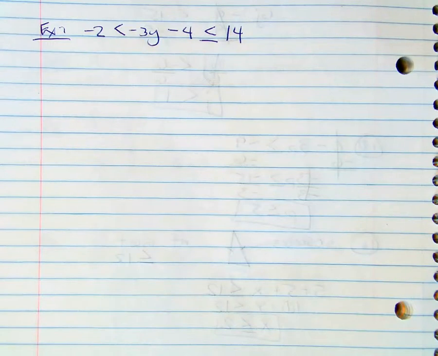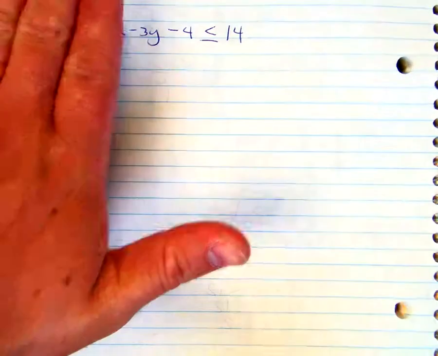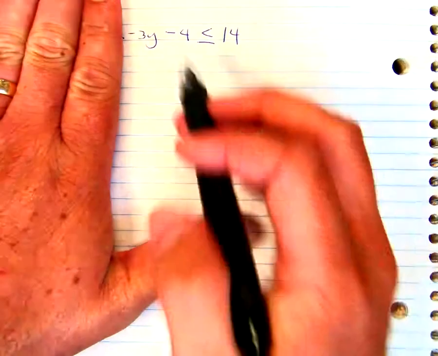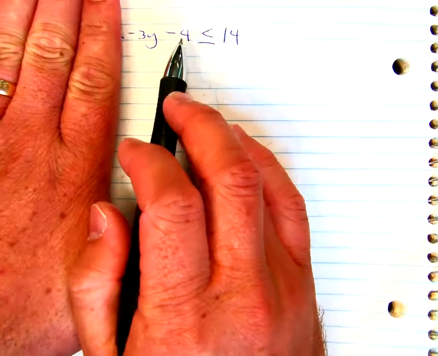So this is the same type of problem as the last example. It's still the same idea. Whatever you do in the middle, you have to do on both sides. So if I were to solve this like any other inequality, so pretend one side isn't even there, the first thing I would say I should do is get rid of the constant.